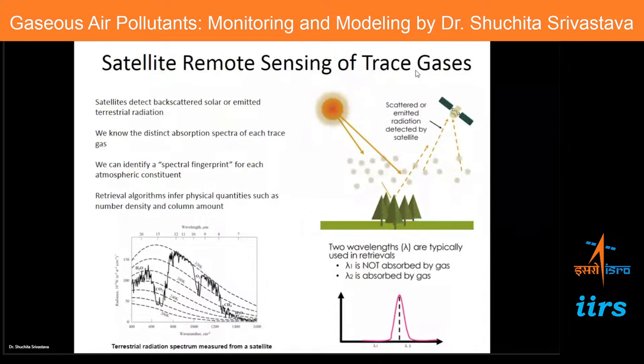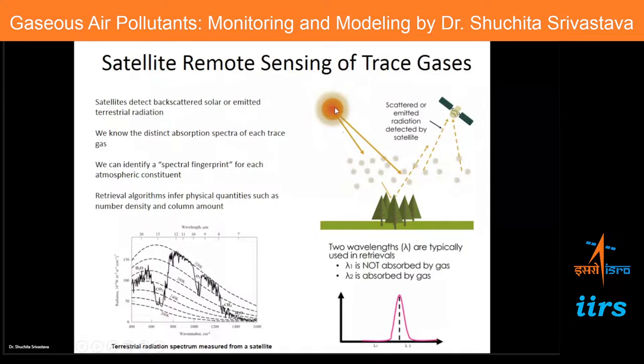So the satellite detects backscattered solar or emitted terrestrial radiation, and we know the distinct absorption spectra of each trace gas. We can identify a spectral fingerprint for each atmospheric constituent, and then retrieval algorithms infer physical quantities such as number density and column amount of different gases present in the atmosphere. So what does the satellite measure? Either reflected solar radiation or emitted terrestrial radiation from the surface of the earth and or different layers of the atmosphere.